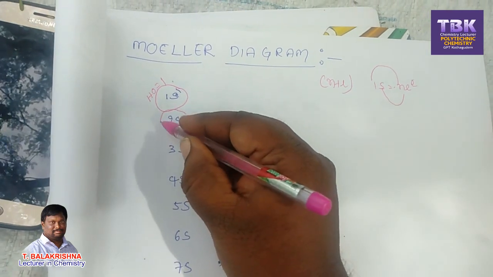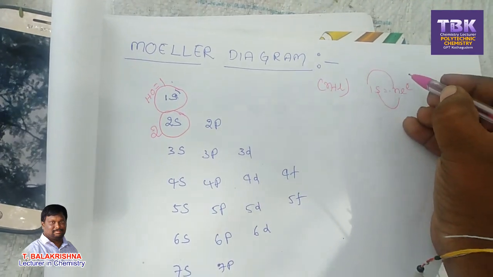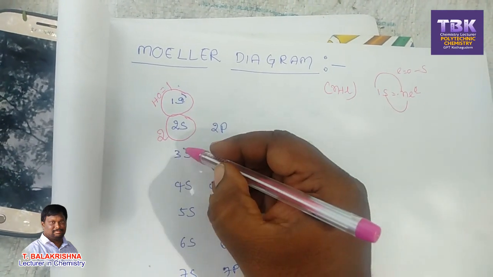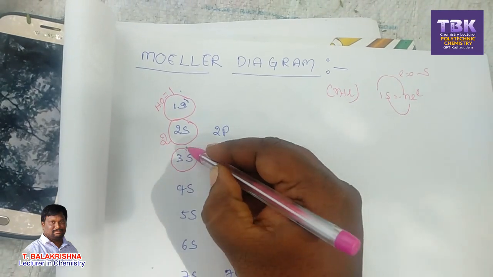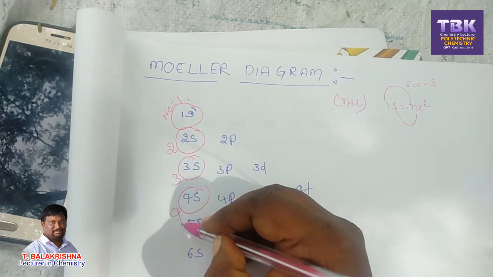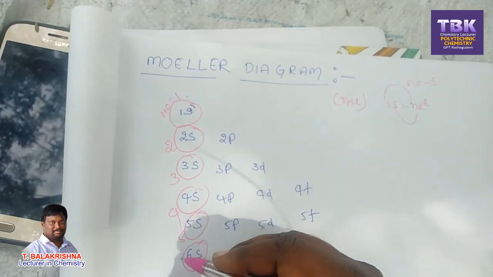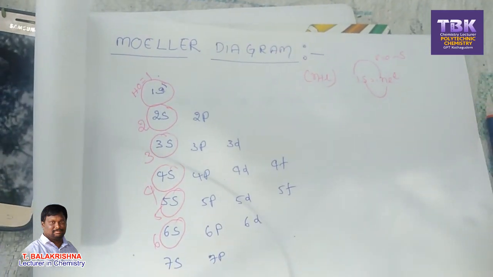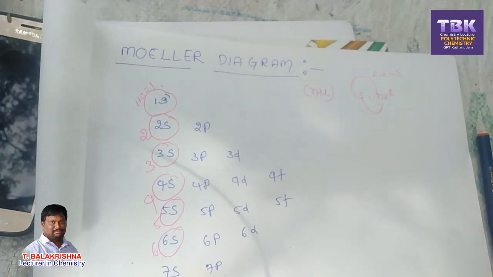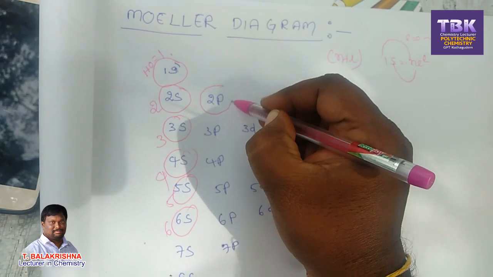Come to this one: 2 plus 0 is 2. What is the L value for an s orbital? L is equal to 0 for an s orbital. So 3 plus 0 is 3, 4 plus 0 is 4, 5 plus 0 is 5, 6 plus 0 is 6. Is it clear? What is the energy of the 2p orbital? Compare this with nl.